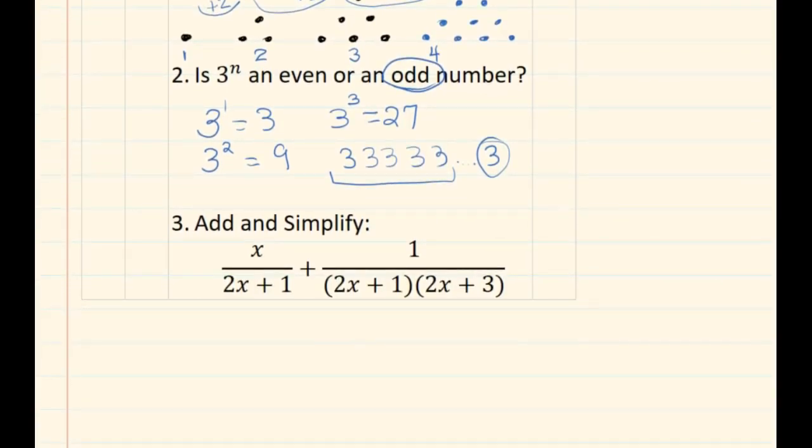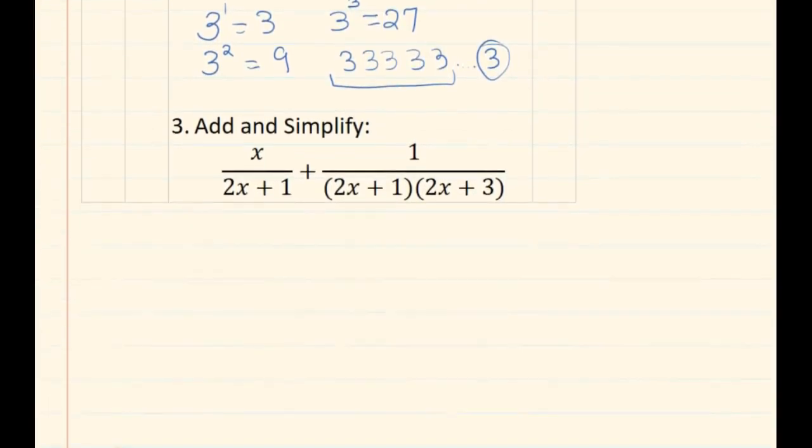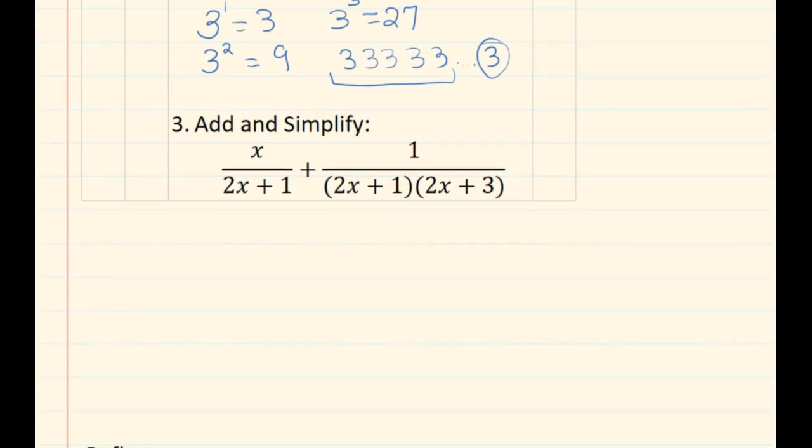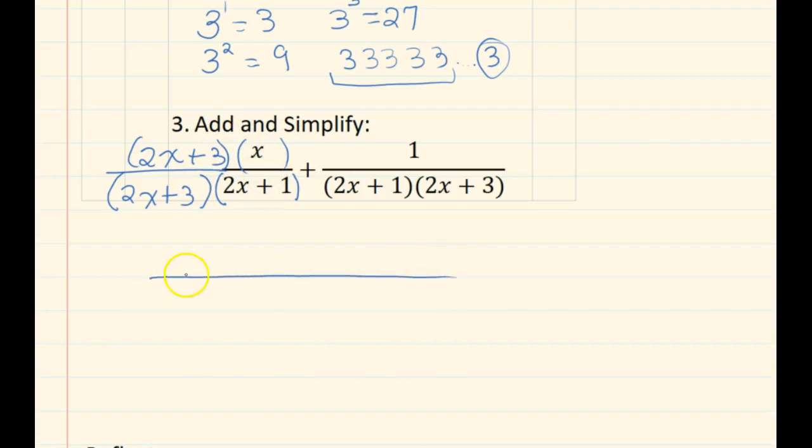The last one we need to work on is to add and to simplify these 2 fractions. And notice we want to get the common denominator in order to add these 2 fractions. So I'm going to multiply the first fraction by 2x plus 3 at the bottom as well as at the top, so we do not change the value of our fraction. So notice both fractions have the same denominator, so I'm going to create one big fraction with the denominator of 2x plus 1 times 2x plus 3.